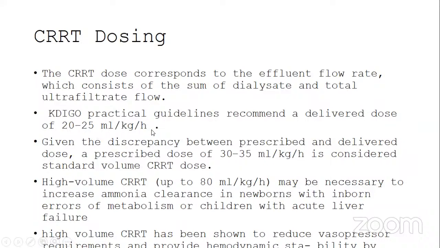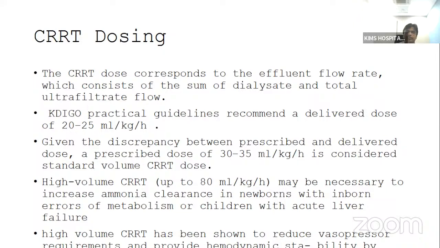This discrepancy occurs because of pre-dilution with the replacement fluid. So there is a dilutional factor also going on, and the effective dose will be considered less when compared to the prescribed dosage. So one has to consider using a prescribed dose of around 30 to 35 ml per kg per hour. It is the standard dosing of CRRT.